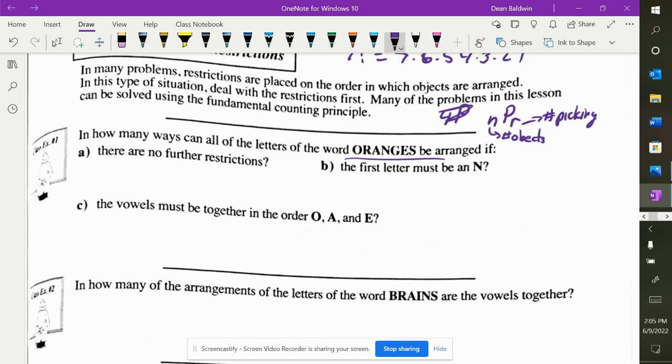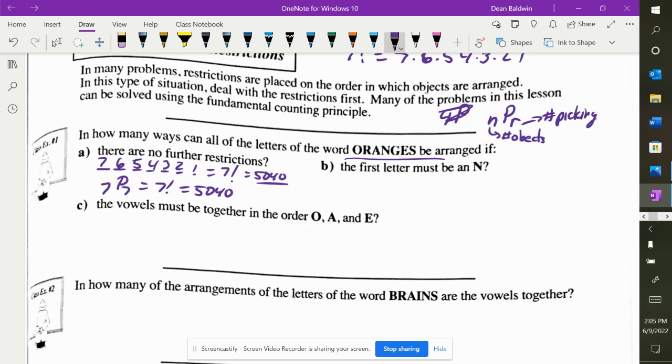5,040. So how many letters are there? There's 7. So you could go 7 choices, 6 choices, 5, 4, 3, 2, 1, which is just 7 factorial. Or you could say there's 7 letters, I have to pick 7 of them, and that's going to give me 7 factorial again. You don't have to do 7P7. There's a few different ways to do it. It's your choice. So 5,040 ways.